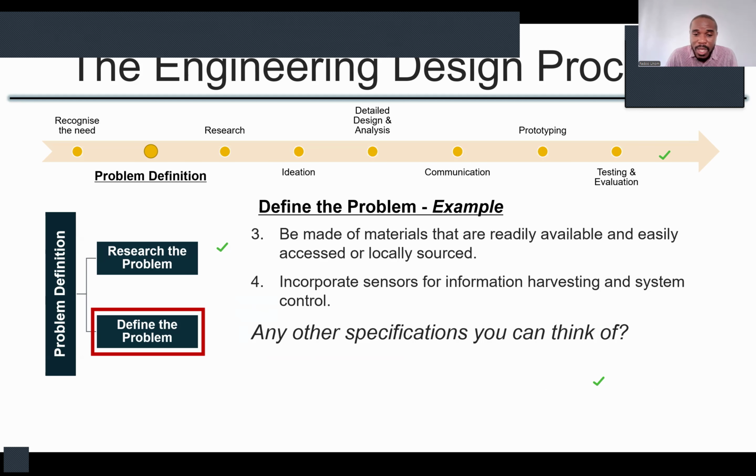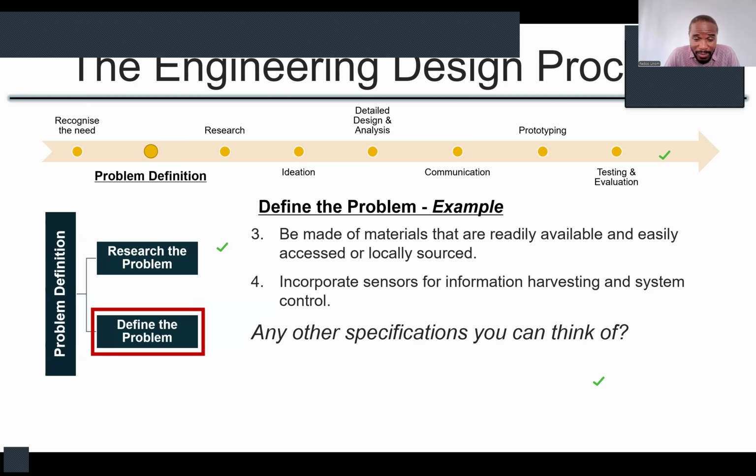Okay? Any other specification you can think of very quickly before we make progress? Quick. Nobody is talking. I hope I'm being heard. Can you hear me? Yes, sir. Okay. Any other specification you can think of? Aesthetics, sir. Aesthetics. It should be visually appealing to the eye.